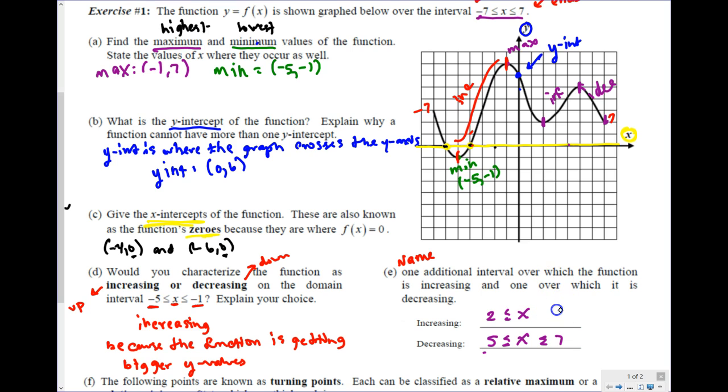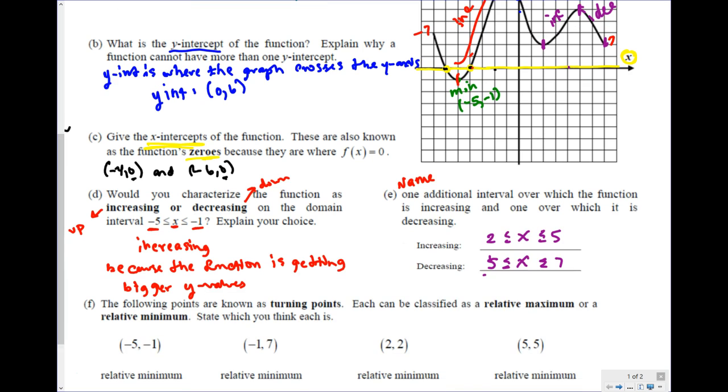And my notation looks very similar to notation from Unit 4. I'm using these to show that I start in the left one and I end on the right one. Okay? Alright, so now to sum up, we've talked about maximum and minimums. We've talked about y-intercepts, x-intercepts, and zeros. And we've talked about increasing and decreasing.